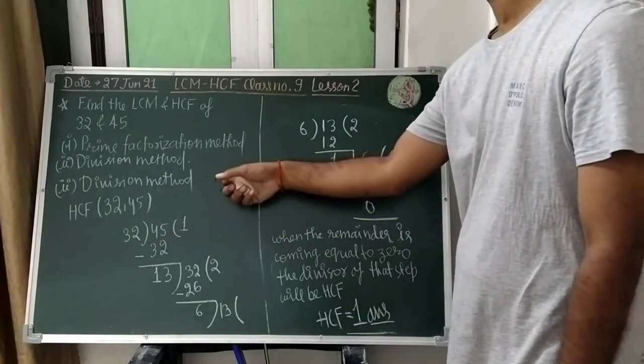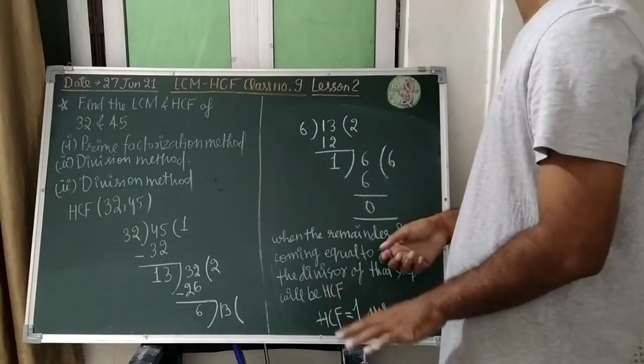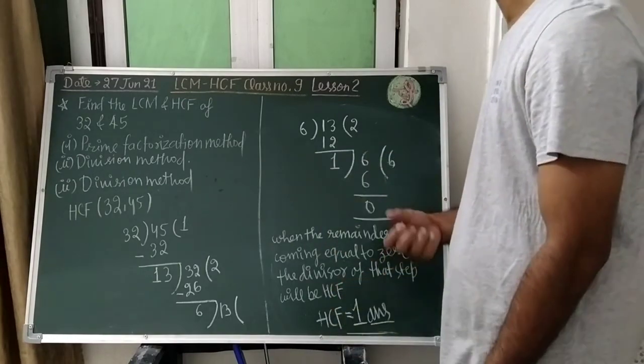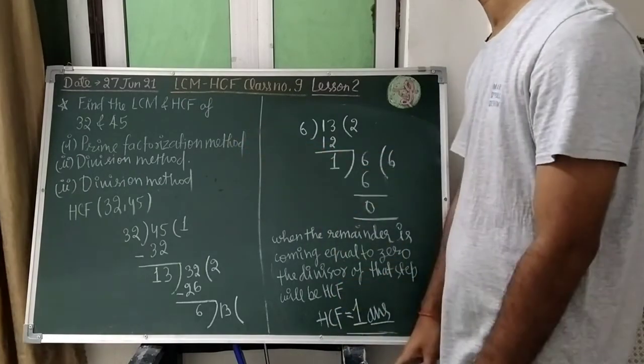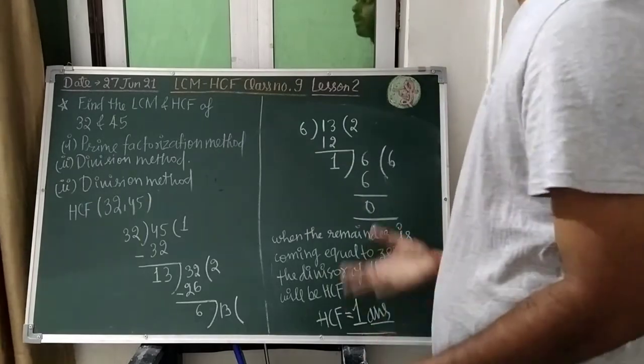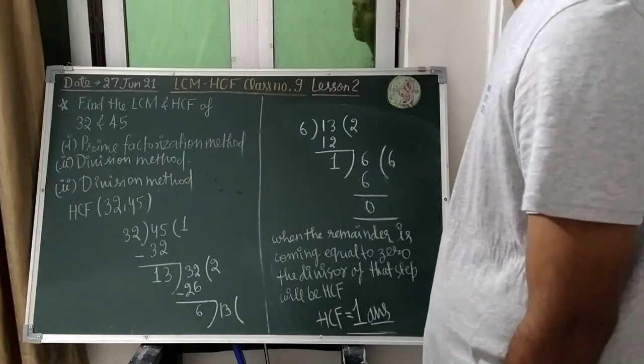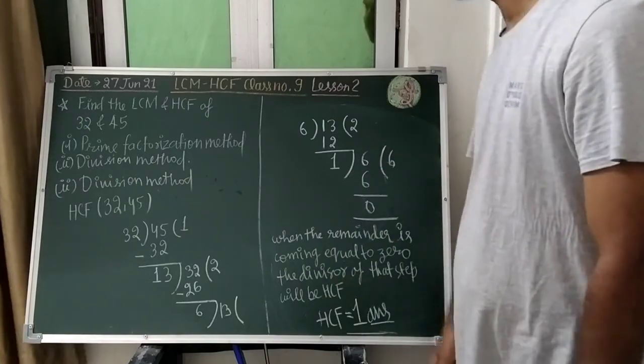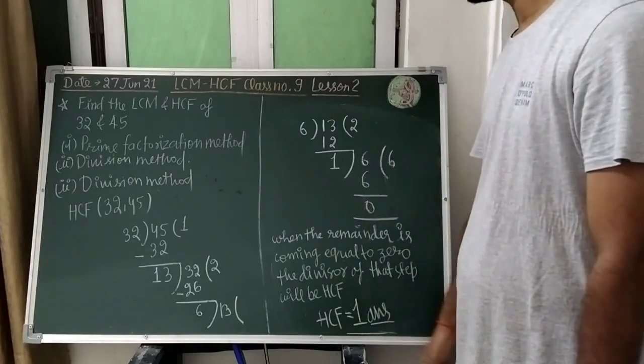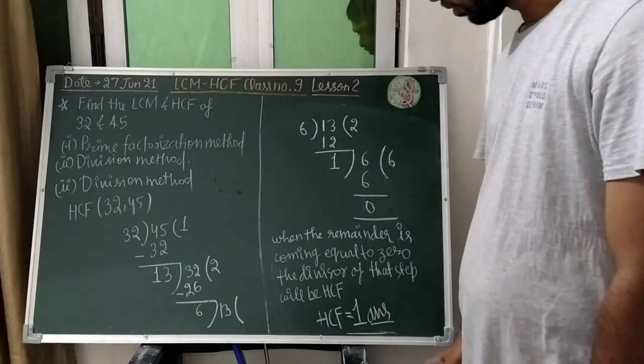This division method will now be easier in comparison to the prime factorization method. So you can follow the division method to find out the LCM and SCF as well. I will talk about both methods. So write it down up to here, students.